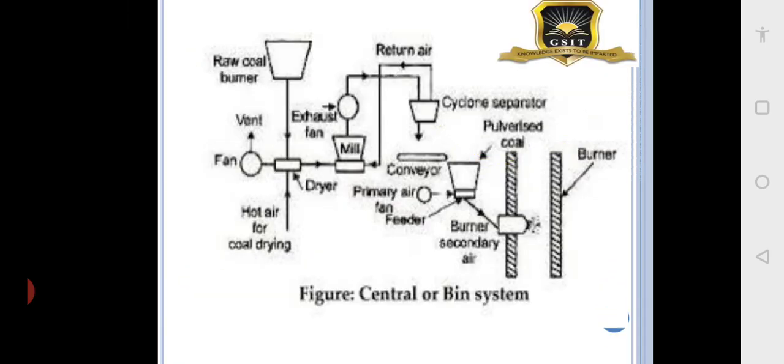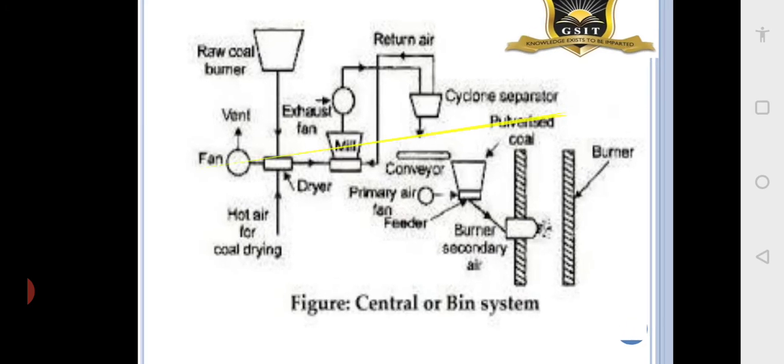Okay, now these were unit systems, means for each unit you have got the devices like pulverizer, bunker and all, but mostly we use a central system or bin system, where you can see at the extreme left top you have got the coal bunker. Sorry, it's not burner, it is a bunker.